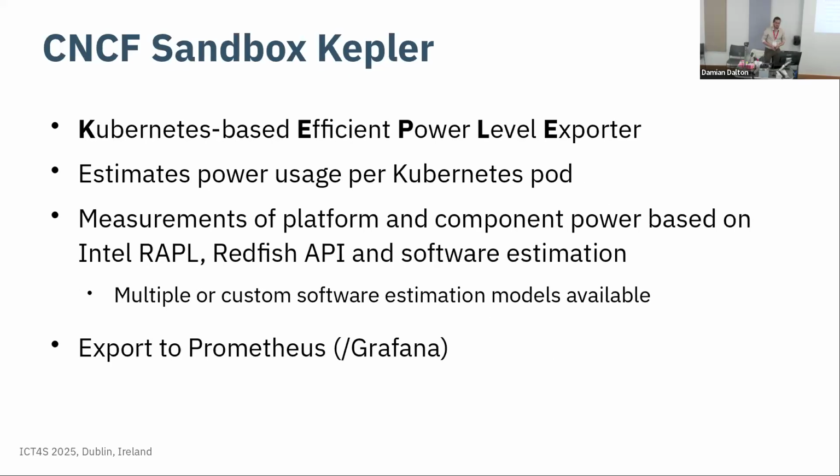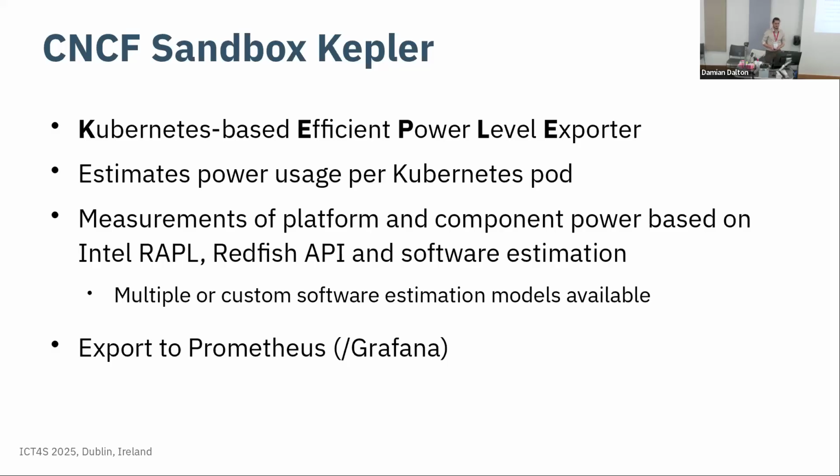So to go a little bit into Kepler first, Kepler's main goal is to estimate power usage or energy usage per Kubernetes pod in a whole Kubernetes cluster. And it does this first by taking measurements of both platform and component power. Platform power here is all the servers that the Kubernetes cluster runs on in total, all the power it's using. And then component power tries to divide this up between, for example, the CPU, the RAM, any GPUs that may be present, all the different components of the system.